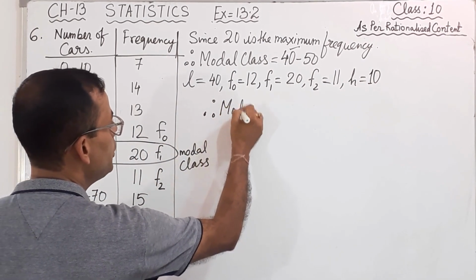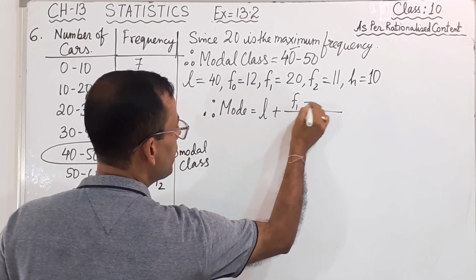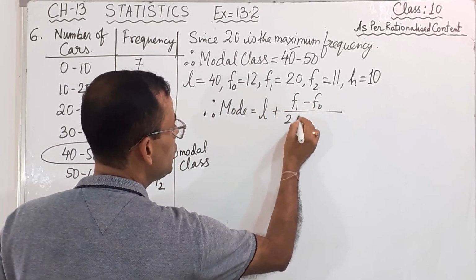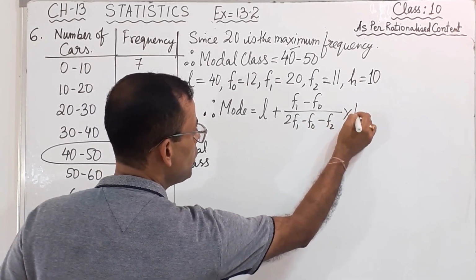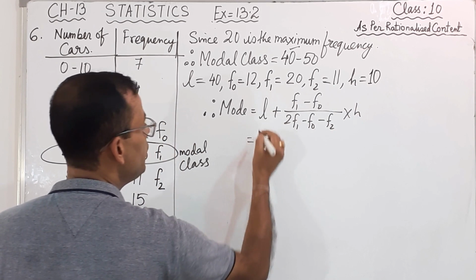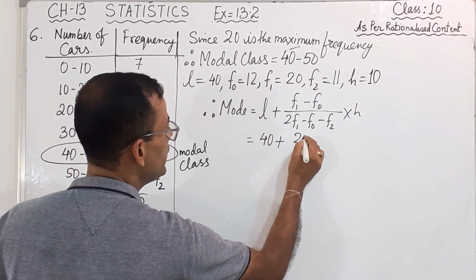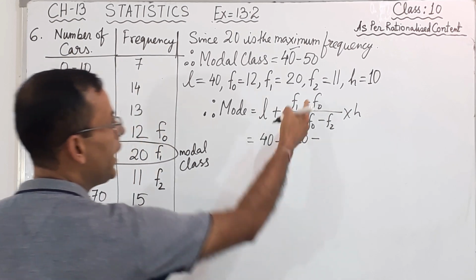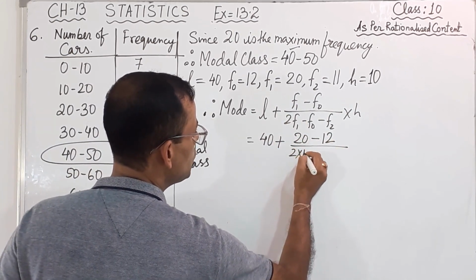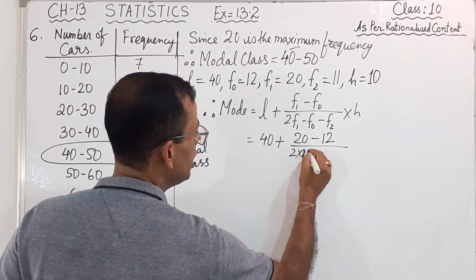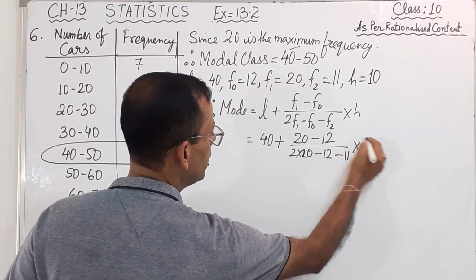Therefore, mode equals L plus, draw one line, F1 minus F0, over 2F1 minus F0 minus F2, into H. Now the L value is how much? 40 plus. Now F1 is how much? 20 minus. Okay, F0 is how much? 12, over 2 into 20 minus 12 minus 11, into 10.